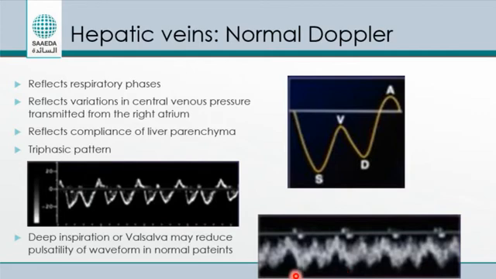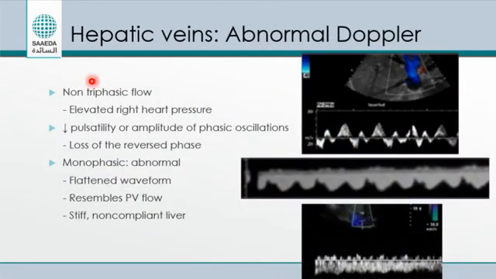With an abnormal Doppler signal in the hepatic veins, what will happen first is there will be non-triphasic flow, and this happens in elevated right heart pressure, with decreased pulsatility or amplitude of the phasic oscillation. There is loss of the reversed flow. For example, you can see here the characteristic systolic, diastolic kick is missed. It's not there. Then it will start to go into one phase. The kick will be lost first, and then in more severe cases it will be more flattened. There is something wrong in this hepatic artery. This will happen in a stiff, non-compliant liver.